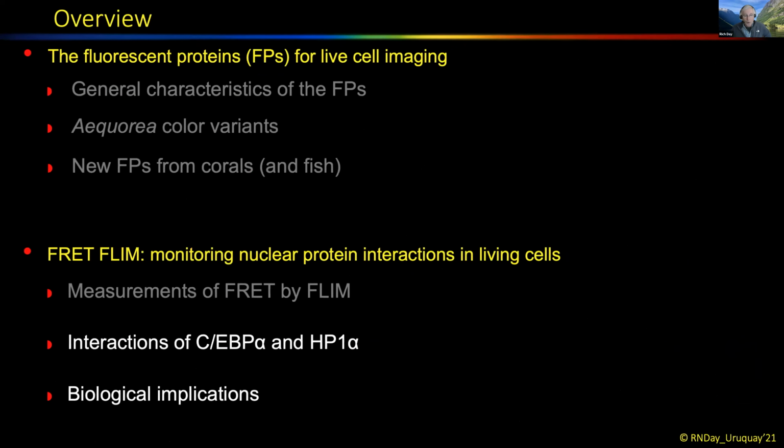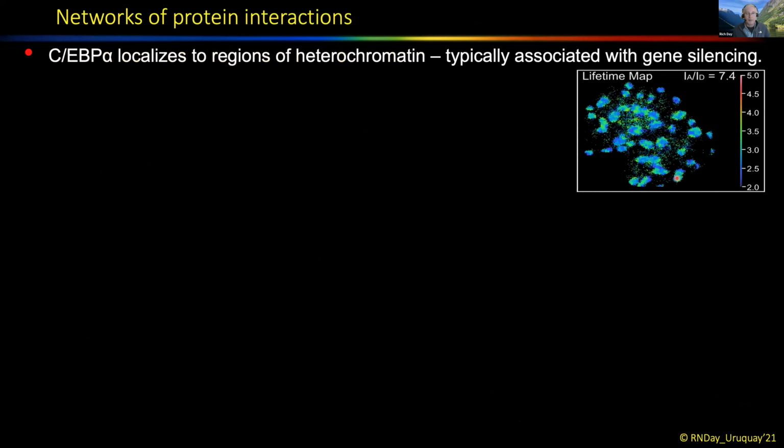So of course, we're interested in asking who C/EBP alpha is interacting with in these regions of heterochromatin. And so as I mentioned, C/EBP alpha, this transcription factor important for development, localizes to heterochromatin, which is an unusual behavior for a transcription factor.